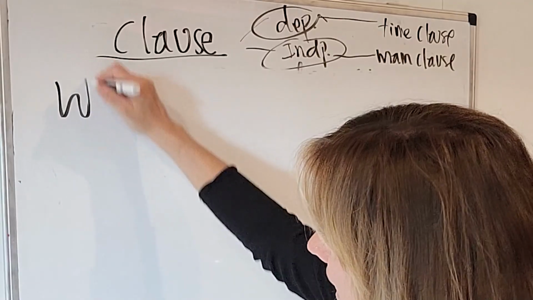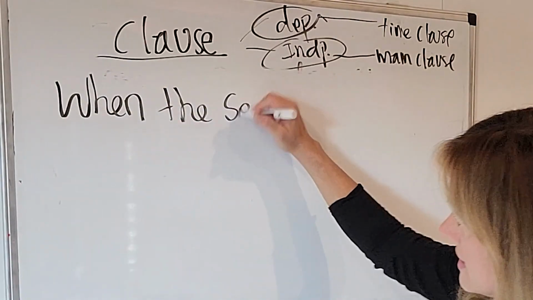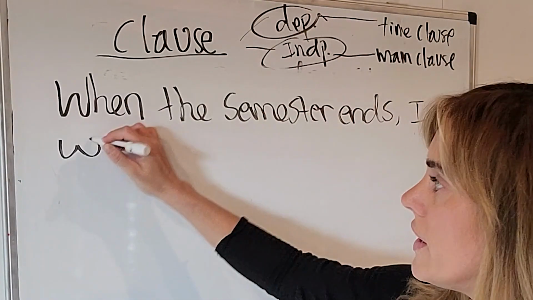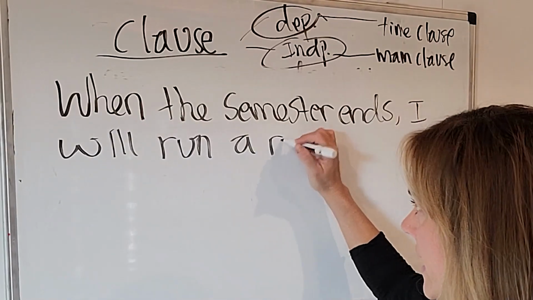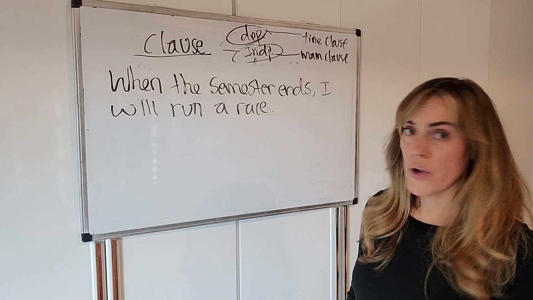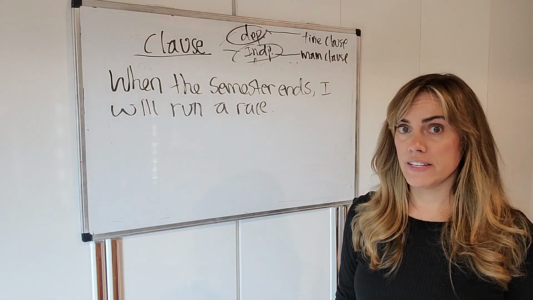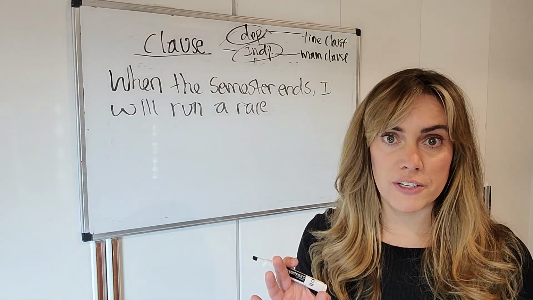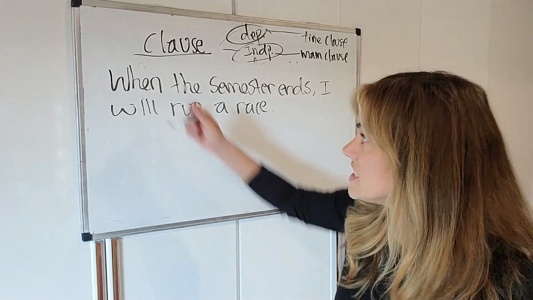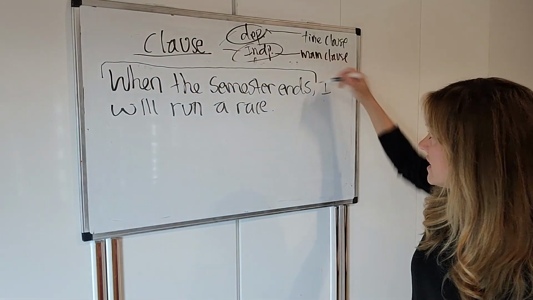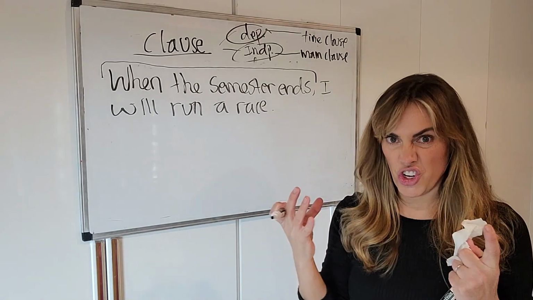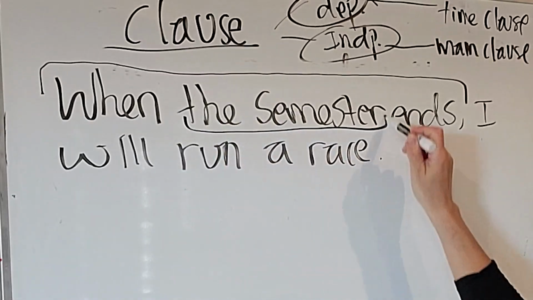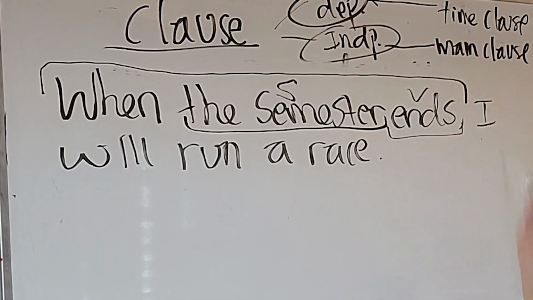For example, when the semester ends, I will run a race. Okay, I have two clauses here. Can you see them? There's two clauses. Remember, a clause has a subject and a verb inside of a group of words. So let's look at this one. When the semester ends, that's the group of words. It's a chunk. When the semester ends. Okay, it has a subject, the semester, and it has a verb, ends.